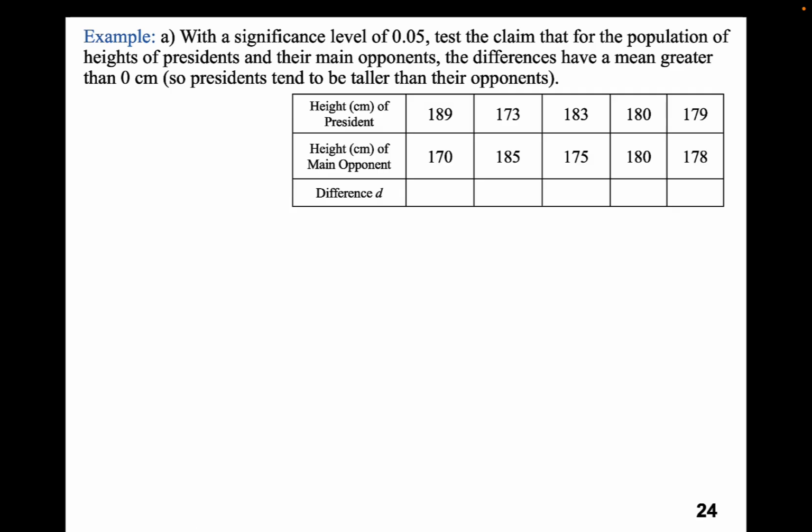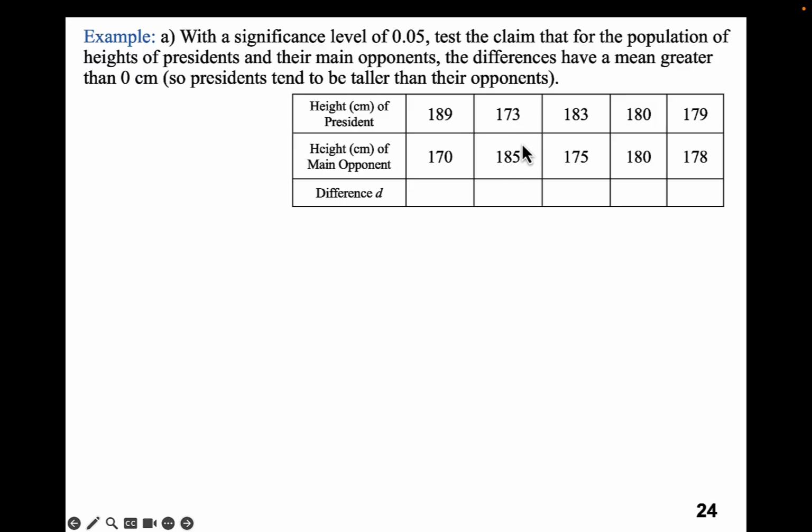All right, let's try one. With a significance level of 0.05, test the claim that for the population of heights of presidents and their main opponents, the differences have a mean greater than 0 centimeters. That basically means that the president tended to be the taller one of the two. We don't have a big sample size here, just 5 pairs. This person was president, and this was their main opponent's height, 189 to 170. So yes, they were 19 centimeters taller.